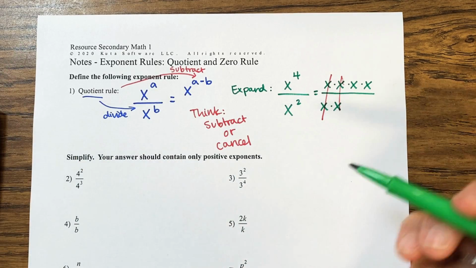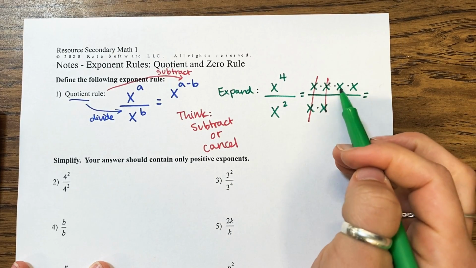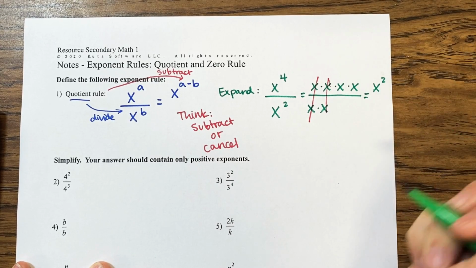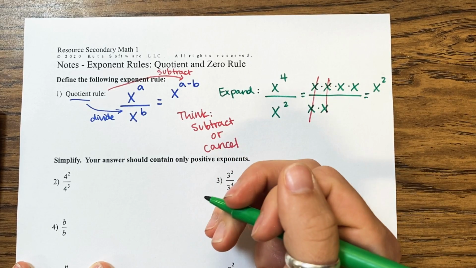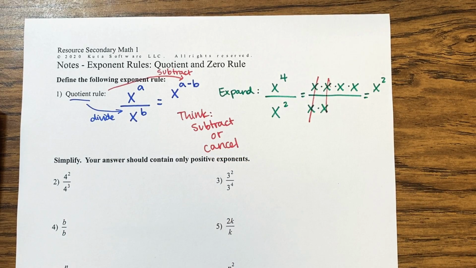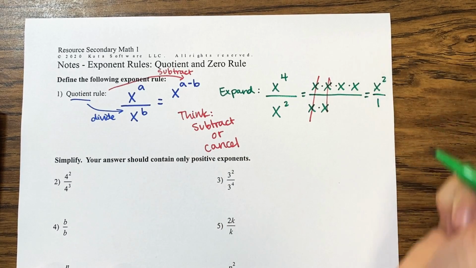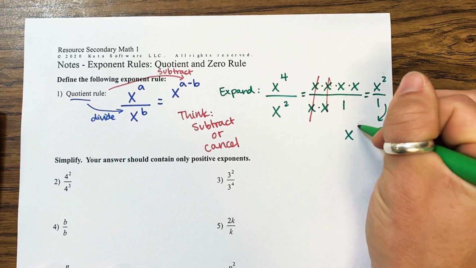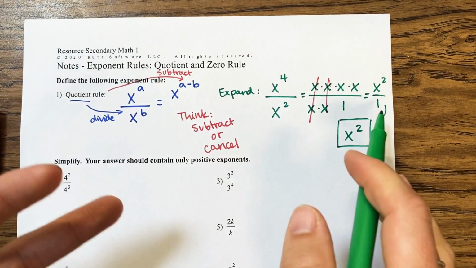So what is our answer now? We canceled them, but what does this actually mean? How many x's are left on top? X to the what power? 1, 2. We have x squared on top. What do we have on bottom? Nothing. Technically, we have an invisible, creepy number. Do you remember what the creepy number is in math? It's 1. But whenever we have x squared over 1, we don't have to write that. It just stays x squared. So that's how you would solve it if you were to expand it and cancel it.